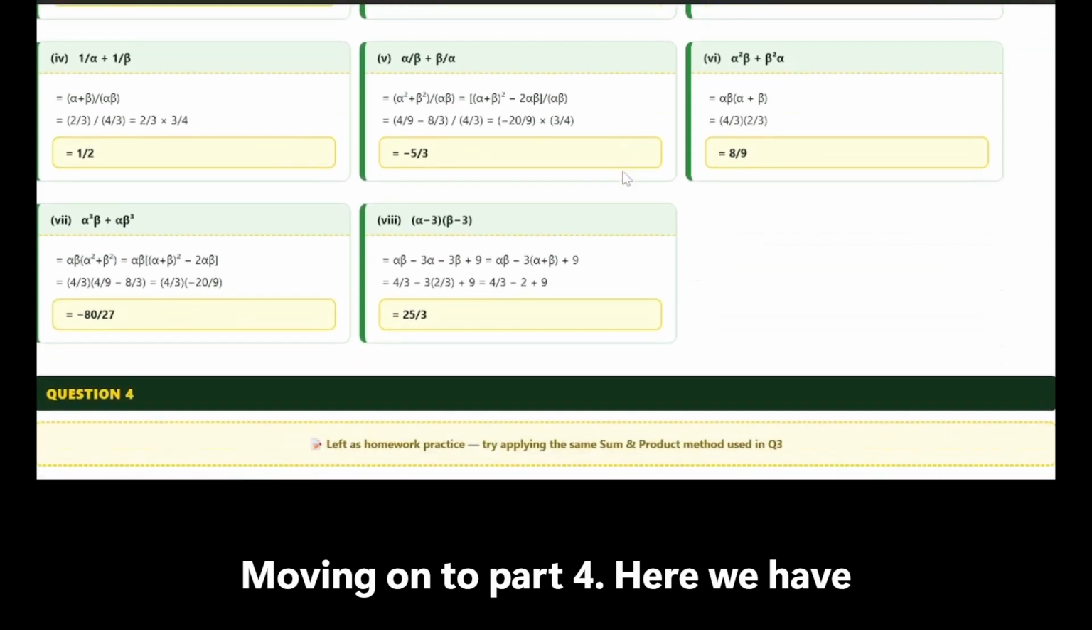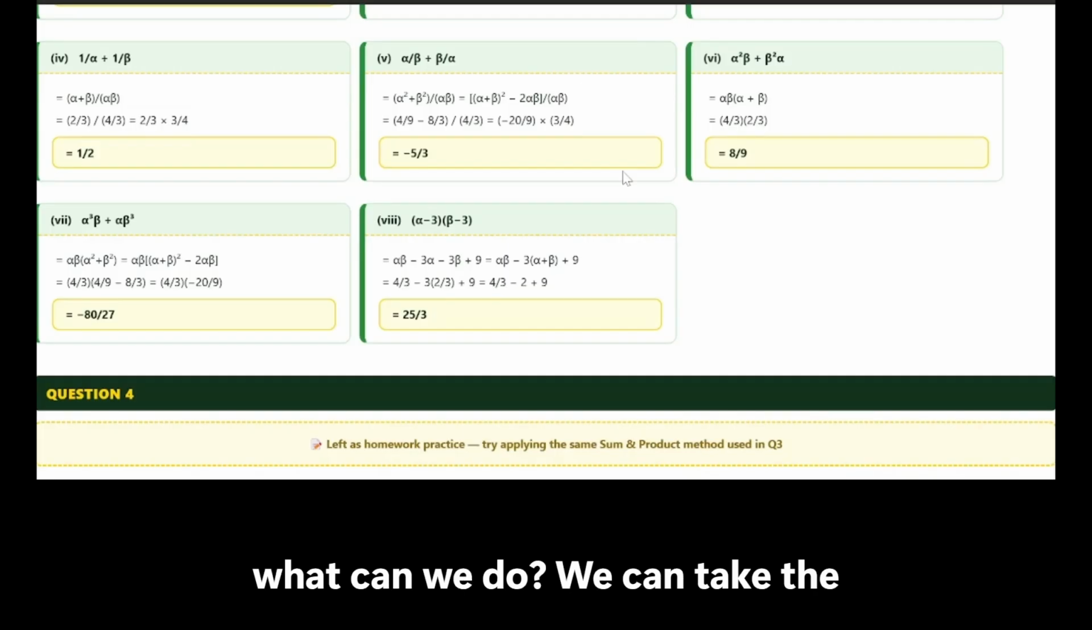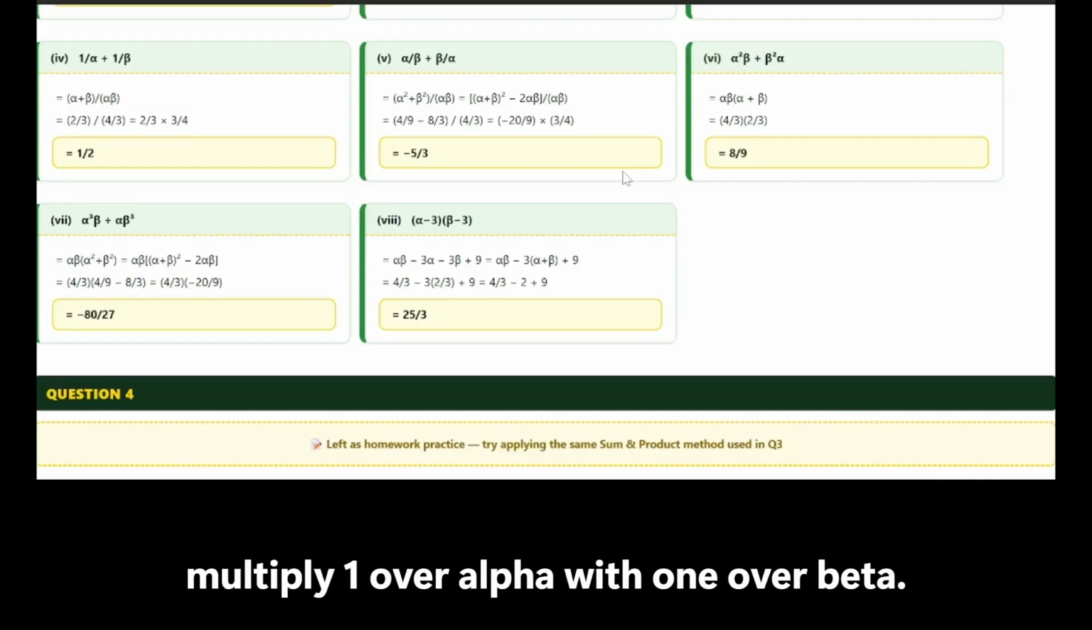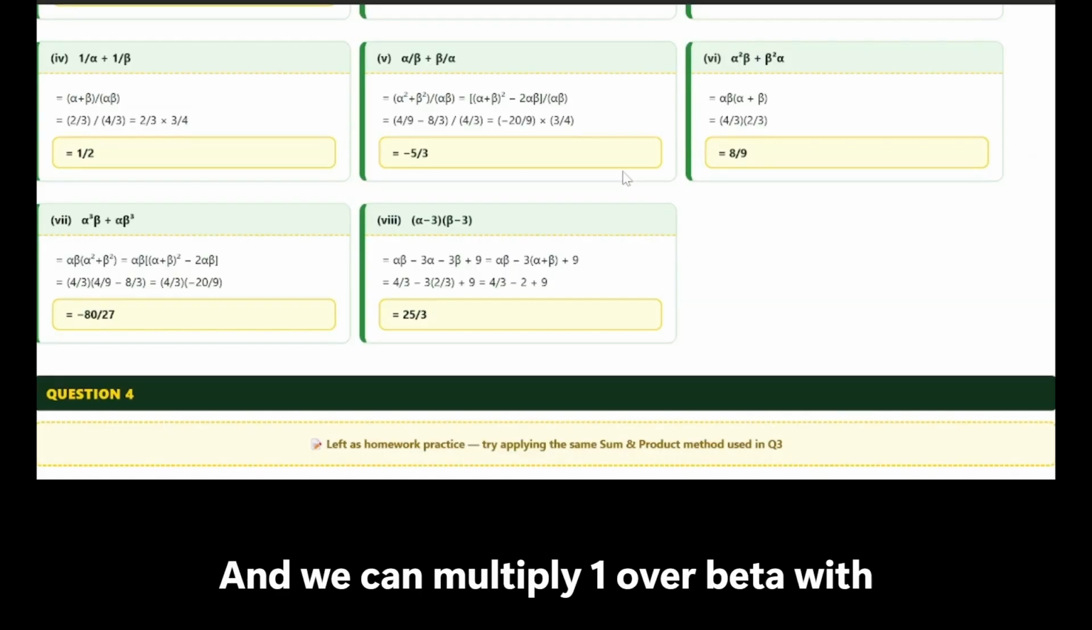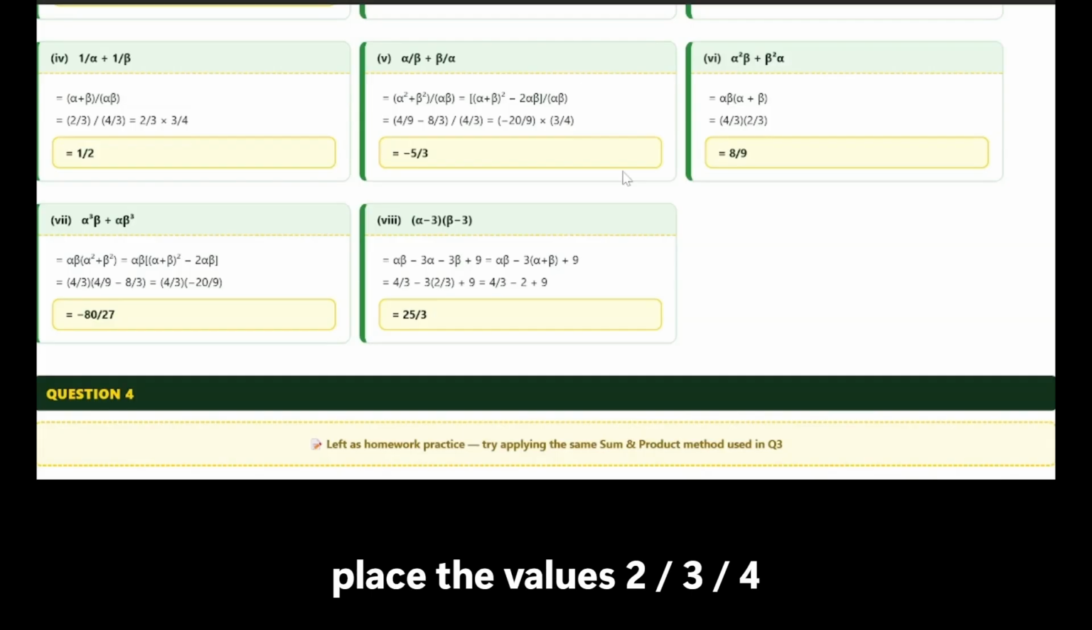Moving on to part 4, here we have 1 over alpha plus 1 over beta. So what can we do? We can take the LCM of both of these fractions. We can multiply 1 over alpha with beta, and we can multiply 1 over beta with alpha. So we get alpha plus beta divided by alpha beta. Now we will just place the values 2 over 3 divided by 4 over 3, and that's equal to 2 by 3 into 3 by 4. Our answer will be 1 by 2.